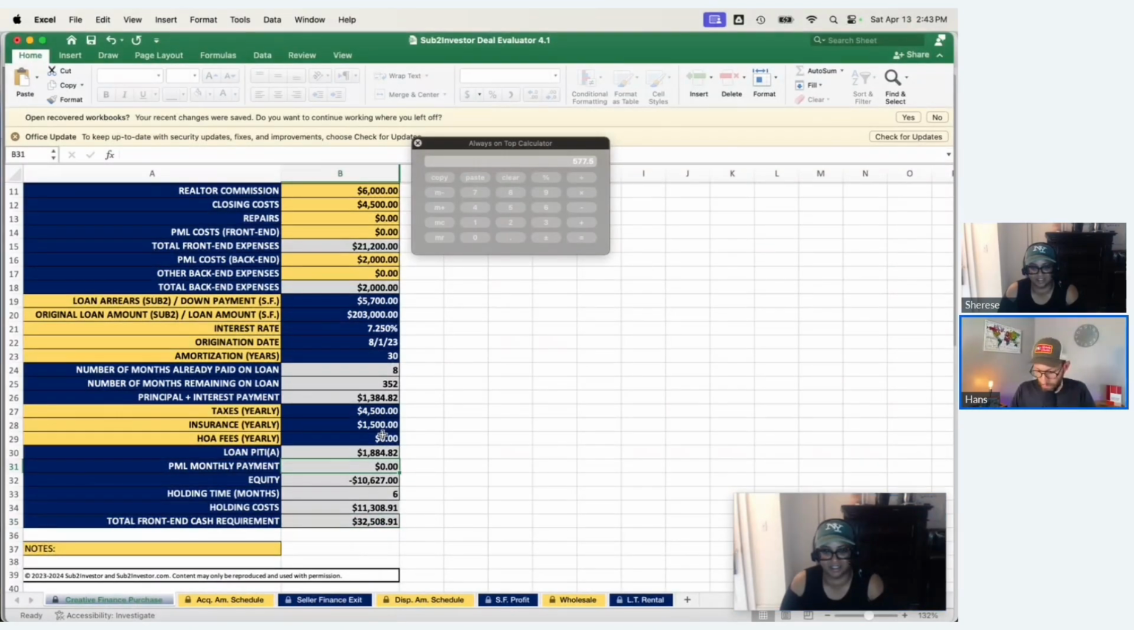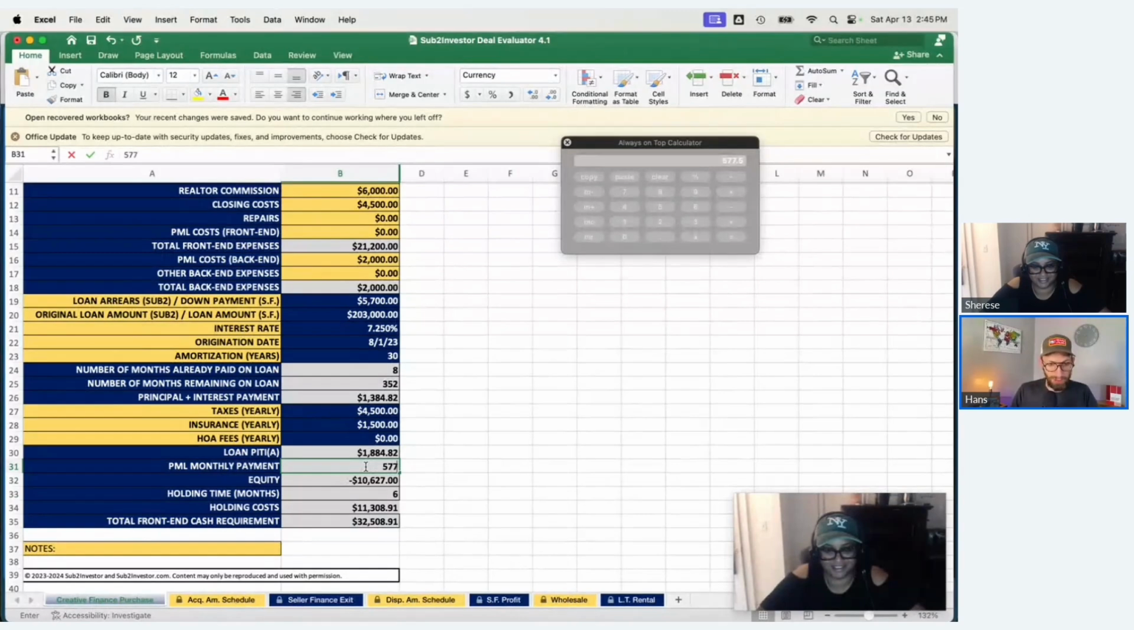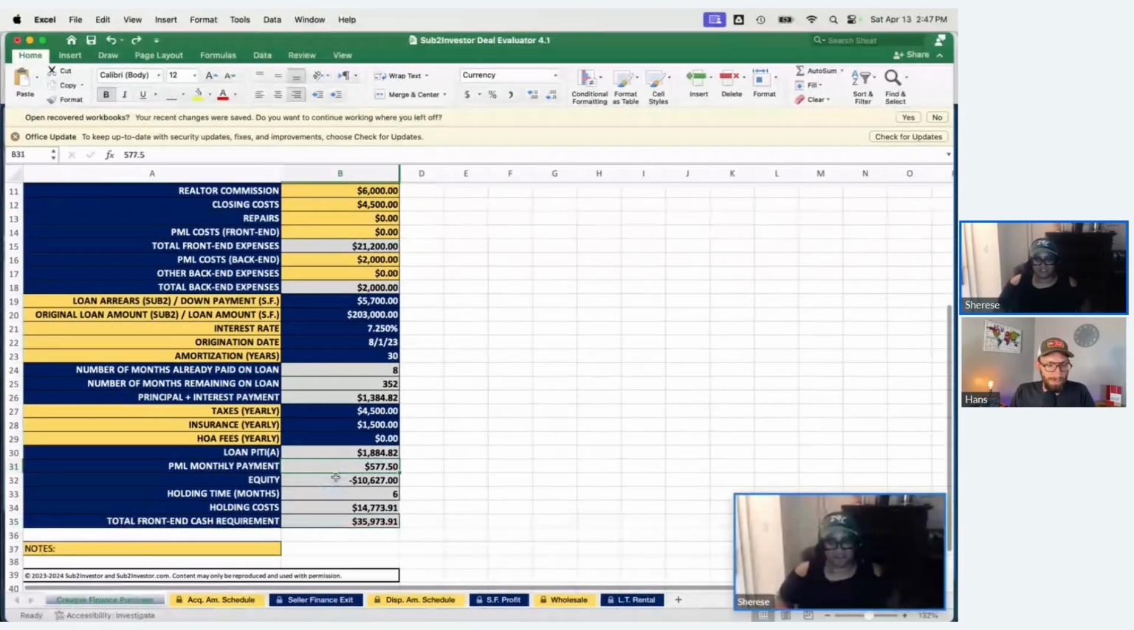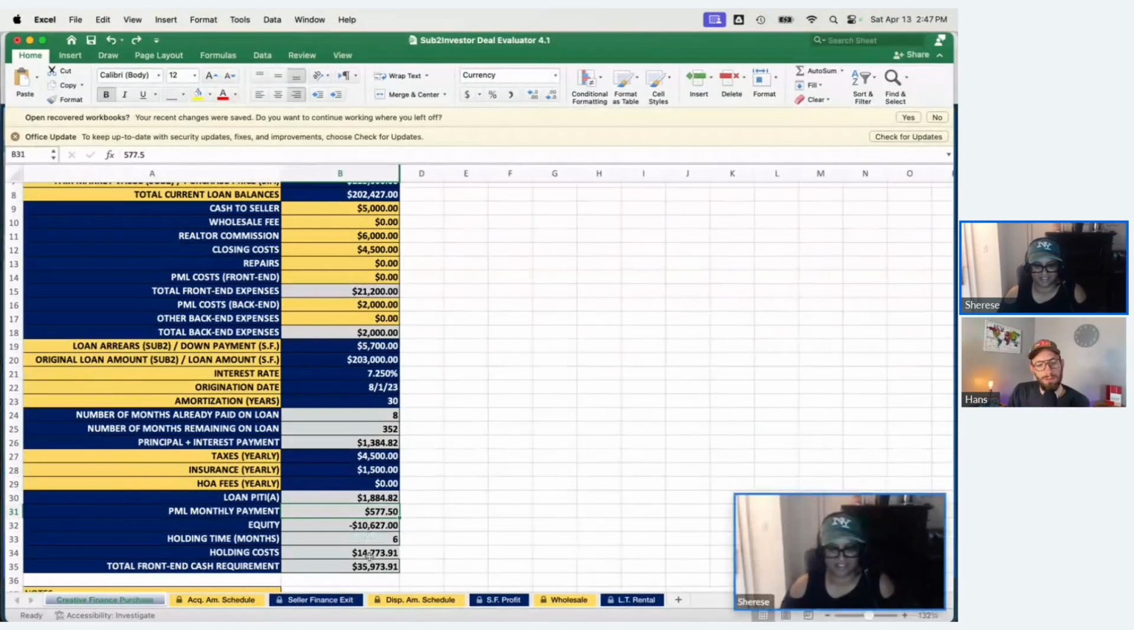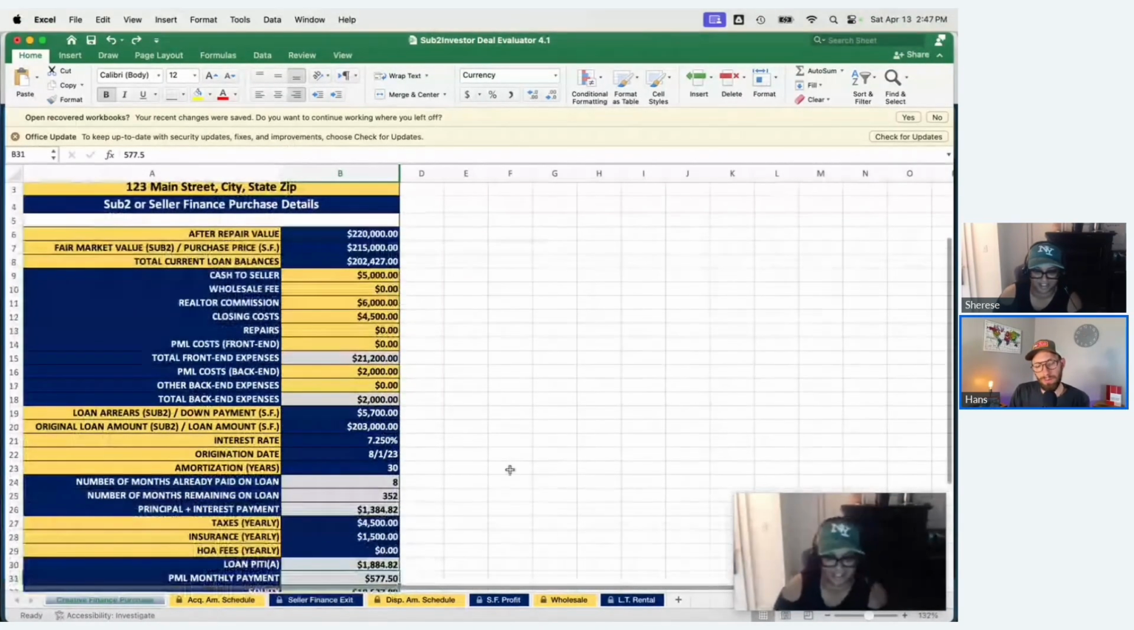So what that's going to do, let's put $577.50. And now what that's going to do, it's going to lump that into your holding costs. So now your holding costs account for 6 months of paying $577 a month, if that makes sense. So I put the monthly payment in. You've got to make the loan payment each month and the $577 each month. So that's how this one gets calculated.